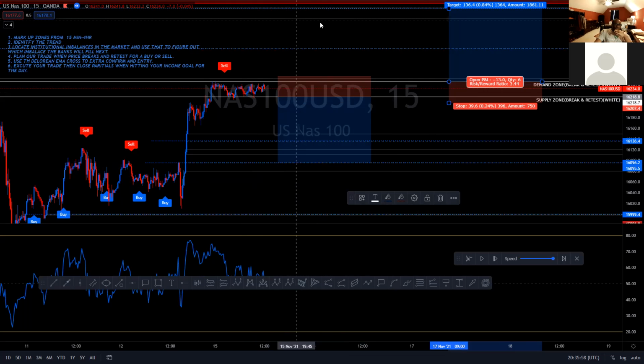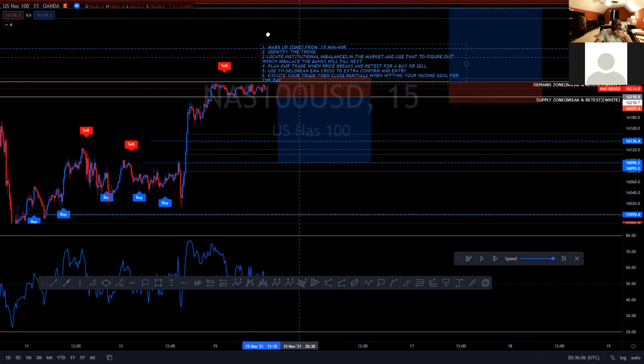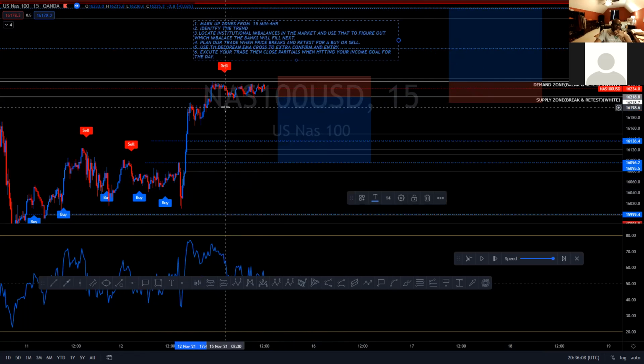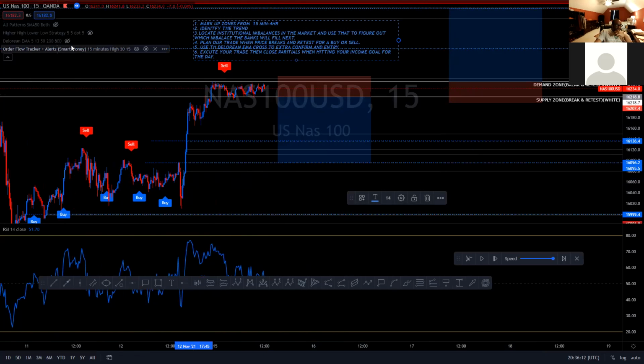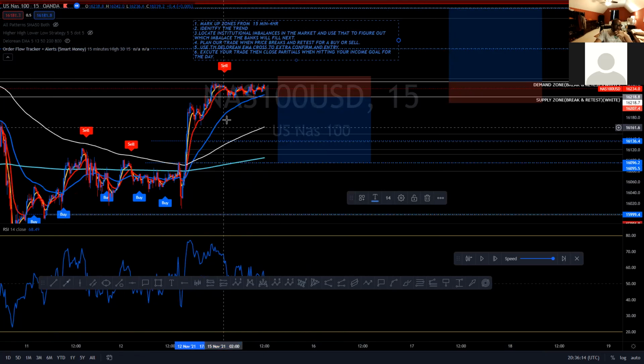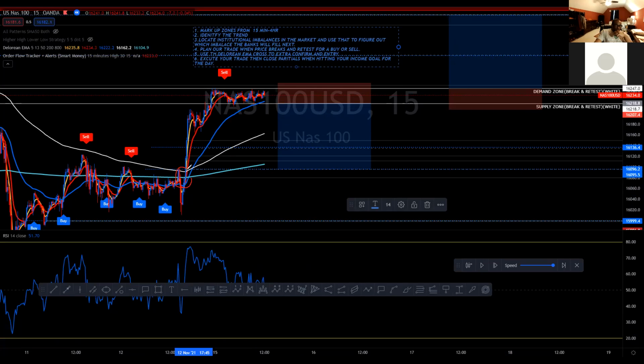So now, once I do that, I'll probably move this up to here. Then I like to turn on the Delorean EMA indicator. And this is how it works. Like you see here, when the yellow EMA crosses the red EMA, especially if it crosses all these other EMAs, it produces a very strong trend like it did here.